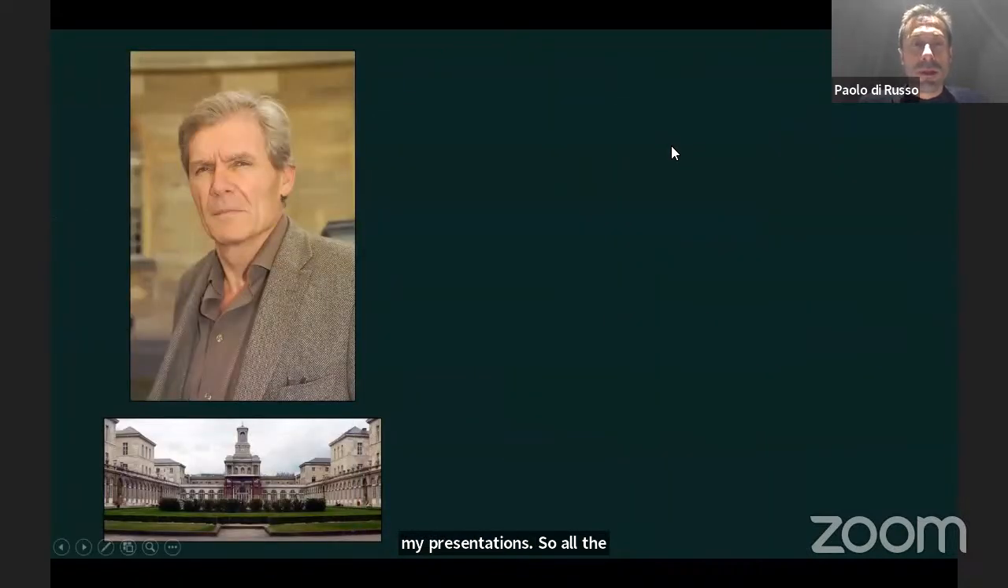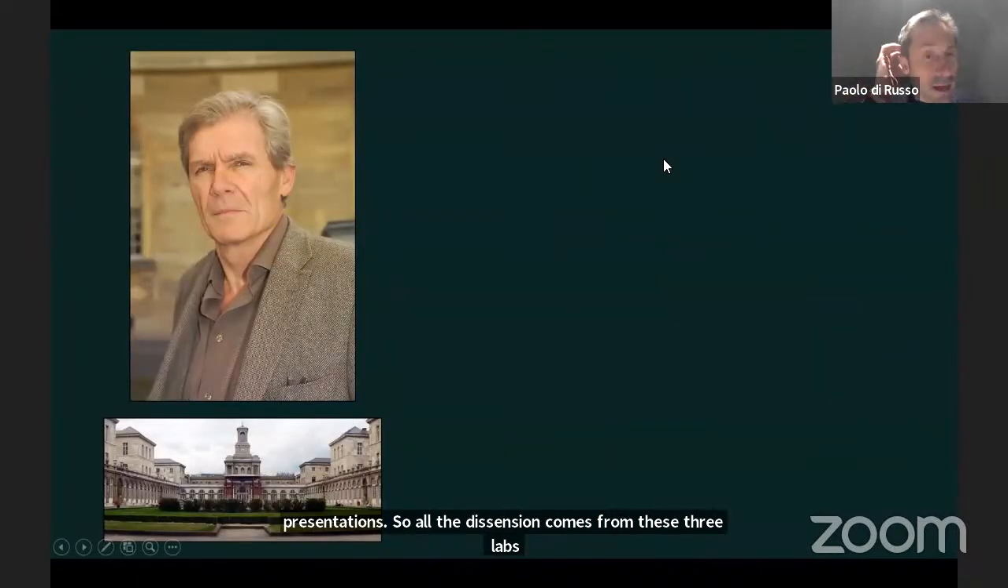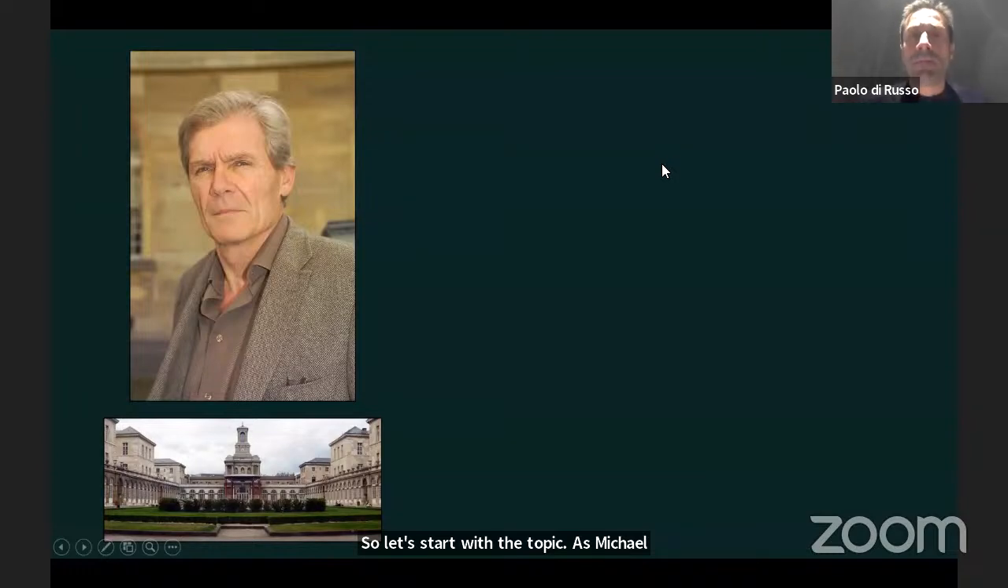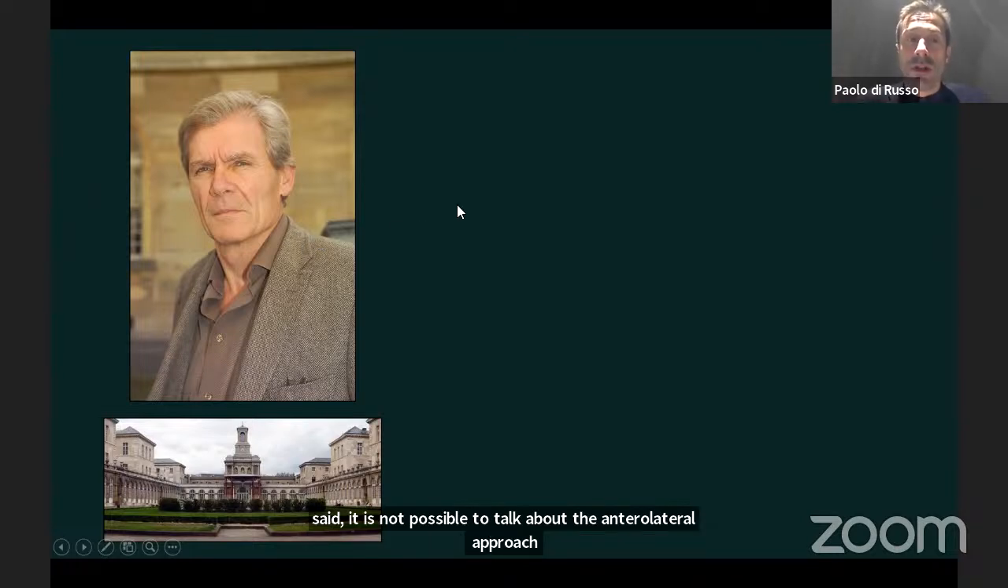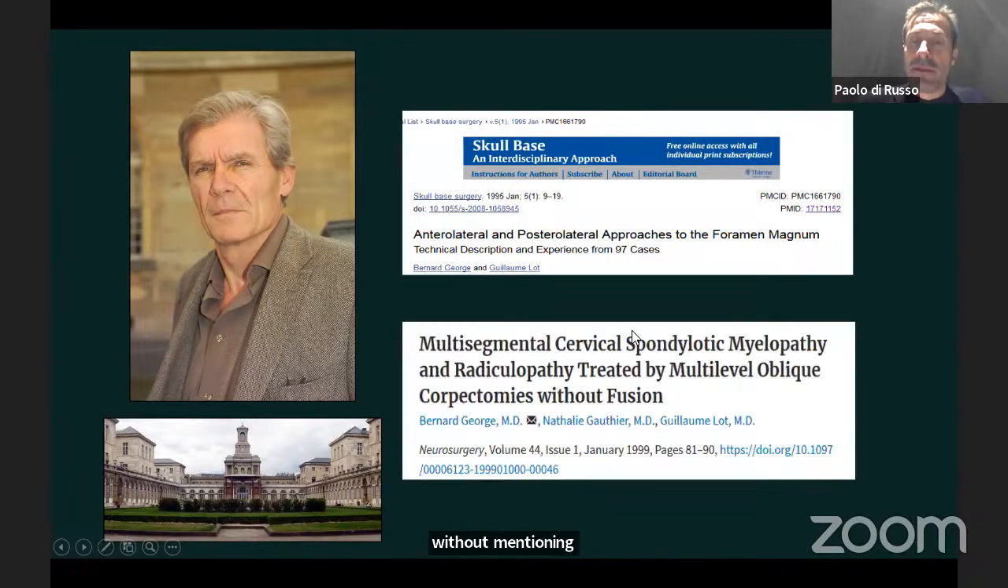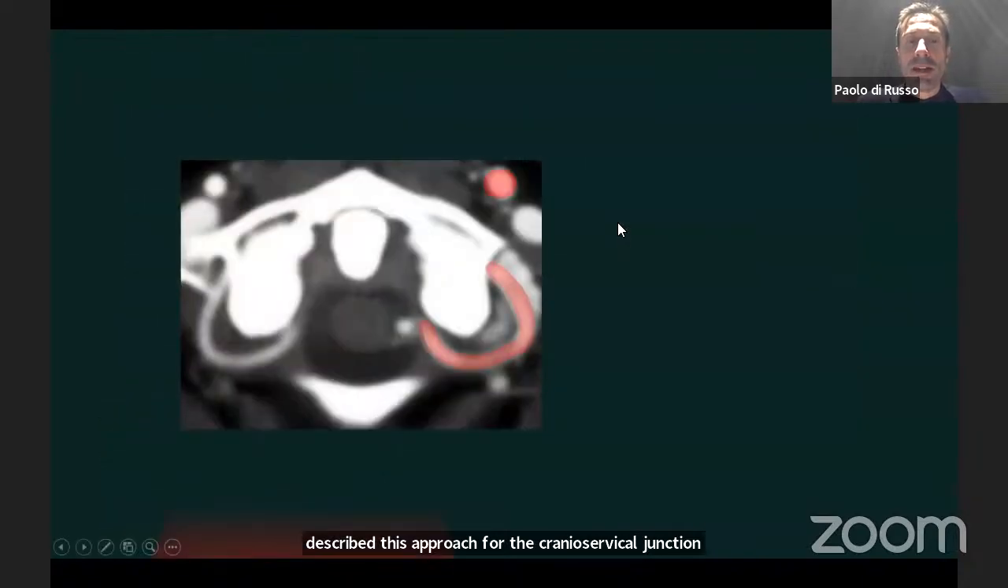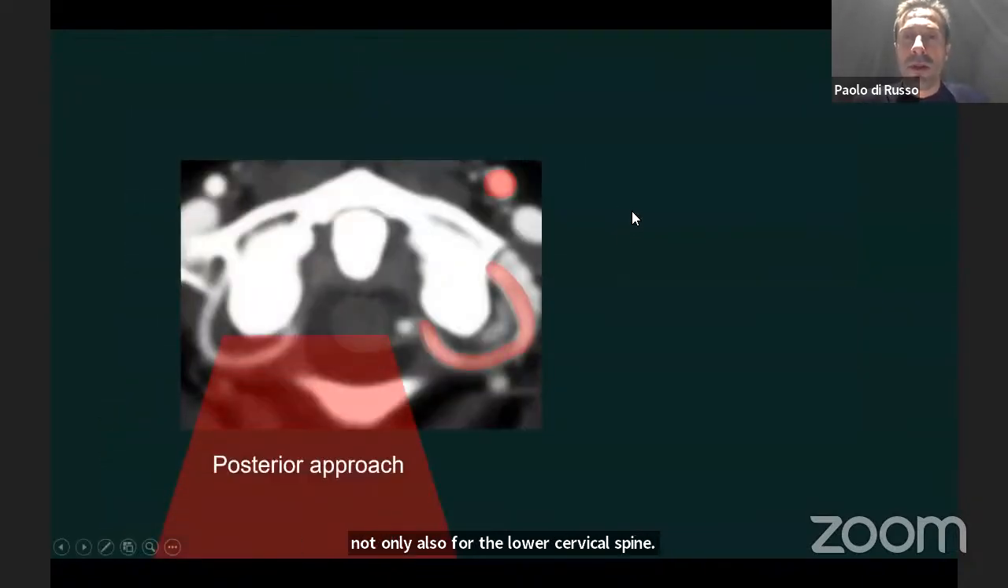So let's start with the topic. As Michael Bruneau already said, it's not possible to talk about the anterolateral approach without mentioning Bernard George. He was the one that described this approach for the craniocervical junction, and not only, also for the lower cervical spine. So many different approaches are available for the craniocervical junction.